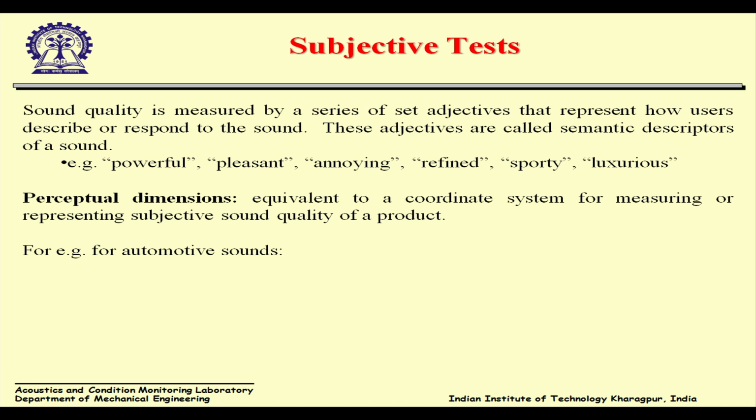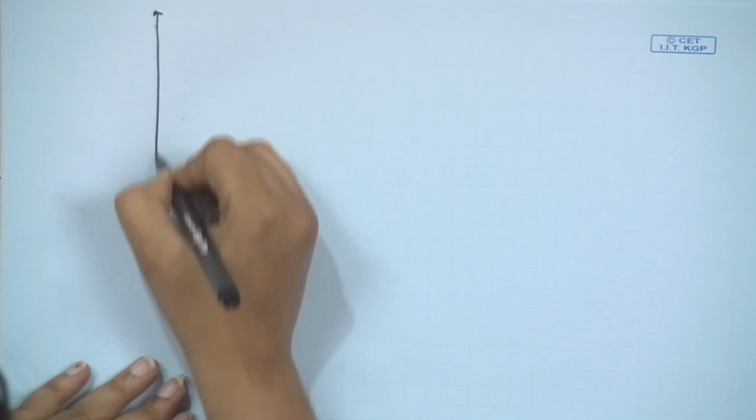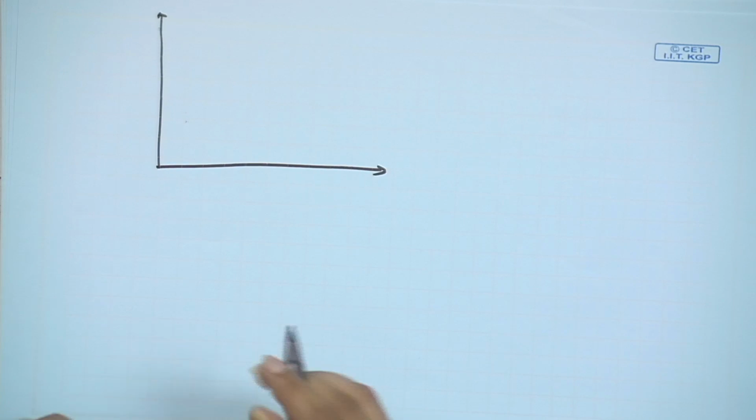is slightly, this concept is a little not related to acoustics, so I would briefly describe it. Studies show that, for example, if there is a product sound, then usually researchers find out what are the adjectives or descriptors that listeners use to describe that product sound.